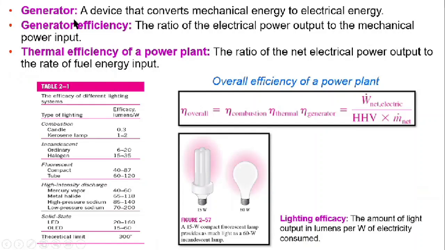What is the definition of a generator? A generator is a device that converts mechanical energy to electrical energy. So the efficiency of a generator can be evaluated by the ratio of the electrical power output to the mechanical power input. Thermal efficiency of a power plant is the ratio of the net electrical power output to the rate of fuel energy input. Let's see the equation of overall efficiency of a power plant. Overall efficiency equals combustion efficiency times thermal efficiency times generator efficiency. It is denoted with this equation.